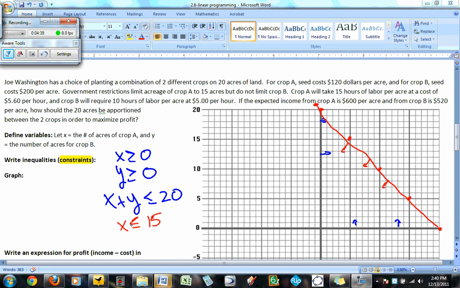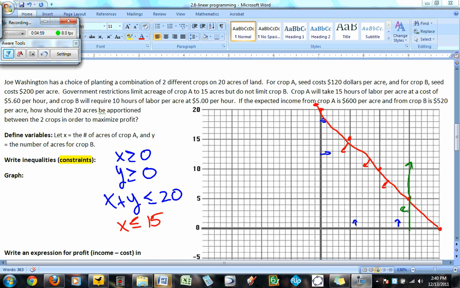There's also one more. X has to be less than or equal to 15. We know when anything says X equals, it's going to be a vertical line. So this is 5, 10, 15. It's going to be a vertical line at X equal to 15. And it says it's less than, we'd have to shade in here. So we have all our constraints graphed.